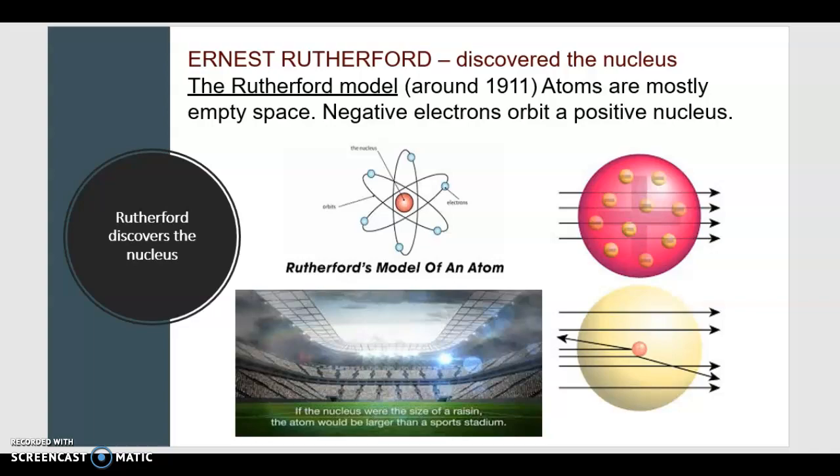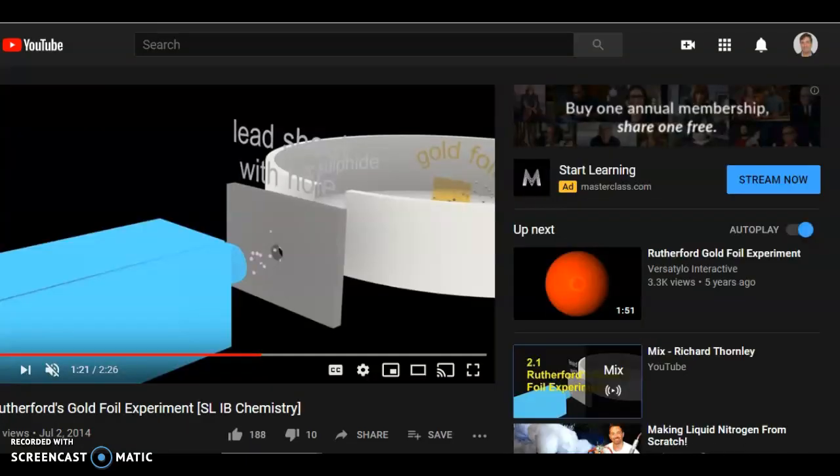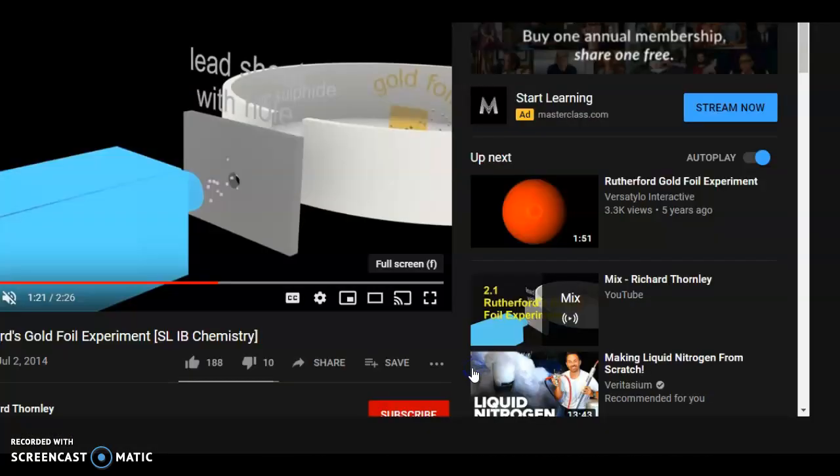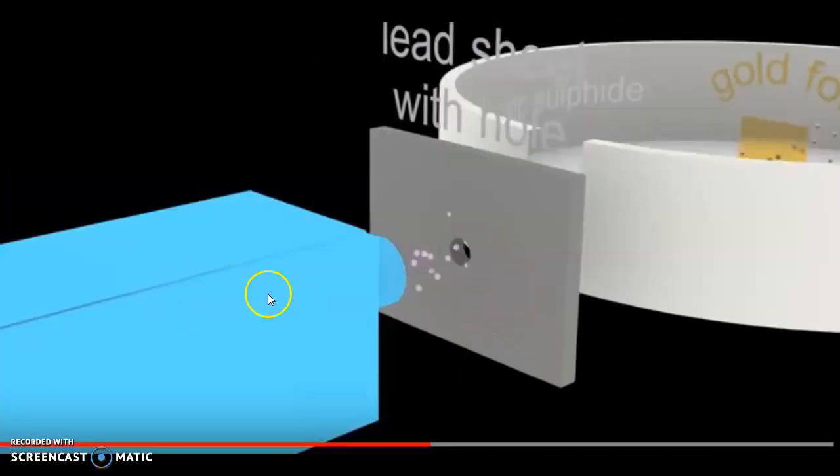Let me show you a quick little video on that. So he made an apparatus that looks like, let me send that to full screen, an apparatus that looks like this. So he had a piece of radioactive material that he sends out, and it's supposed to go through this piece of gold foil here. And the expectation was that all these radioactive particles, all these positively charged particles, would simply go straight through this foil. So let's just take a look at that.